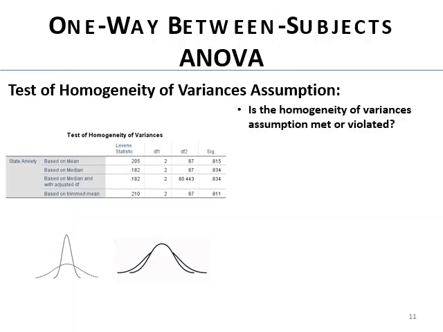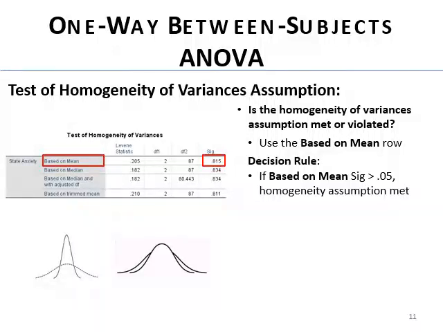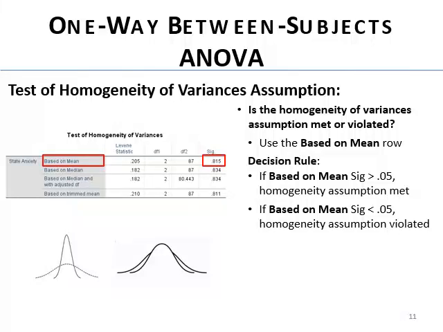So is the homogeneity of variances assumption met or violated? There's lots of rows in this table, so we're going to use the based on mean row. And our decision rule, there's our sig value, 0.815: if based on mean sig is greater than 0.05, our homogeneity assumption is met. Okay, so we've met the assumption. However, if our based on mean sig is less than 0.05, we have violated the homogeneity of variance assumption. It means we got problems.